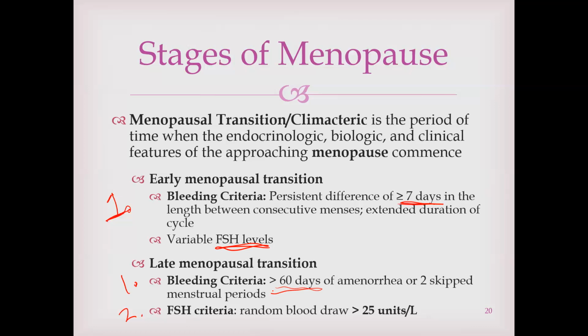And here we can back up with our second criteria, our FSH criteria. If we draw the FSH level, anything above 25 units per liter would be defined as late menopausal transition.